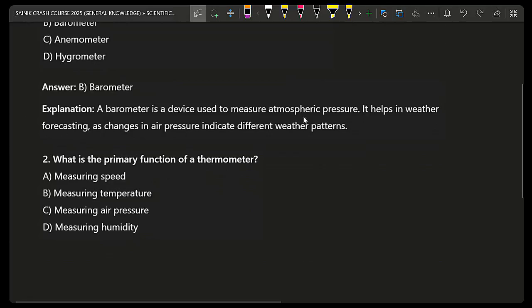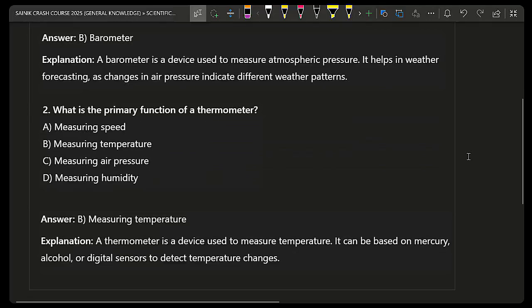So why do we use a thermometer? To measure temperature. Measuring temperature is the answer. A thermometer is a device used to measure temperature. It can be based on mercury, alcohol, or digital sensors to detect temperature changes. Next question.